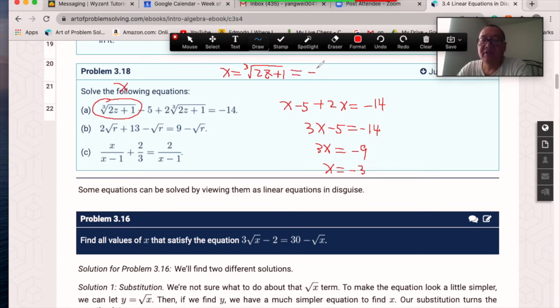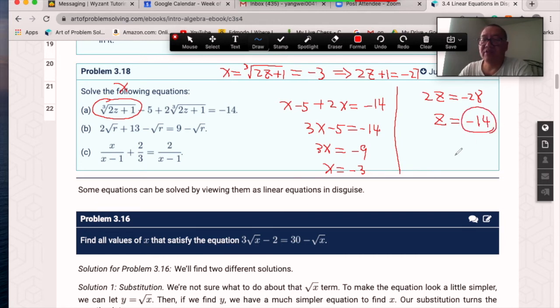Now let's plug back negative 3. From this equation, we need to find z, because in this equation, they ask us to find z. They did not ask us to find x. To solve for z, we need to cube both sides. Then 2z plus 1 equals negative 3, then cube, because this will be negative 27. Then both sides minus 1. Let me write here. Then we get 2z equals negative 28, right? Both sides minus 1. Then z equals negative 14. Okay, this will be the answer, right?